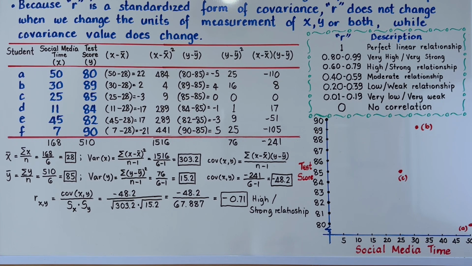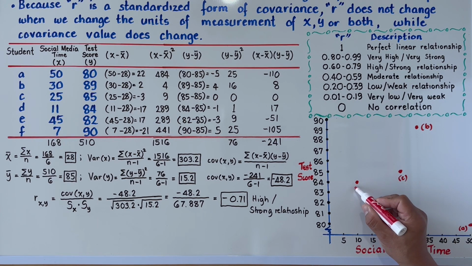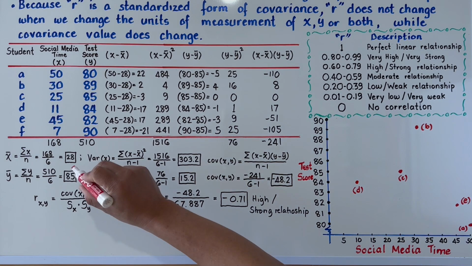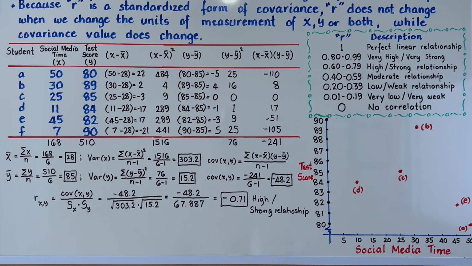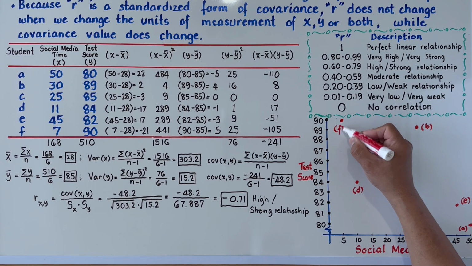And then student D is 11. 11 minutes, 84. So somewhere here is our student D. And then 45 minutes, 82 is the test score. So where is 82? 82 is somewhere here. So this is our student E here. And then for 7 minutes, the test score is 90. So 7 somewhere here, and then 90. So this is our student F there.